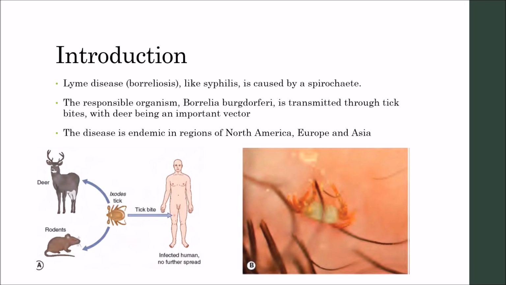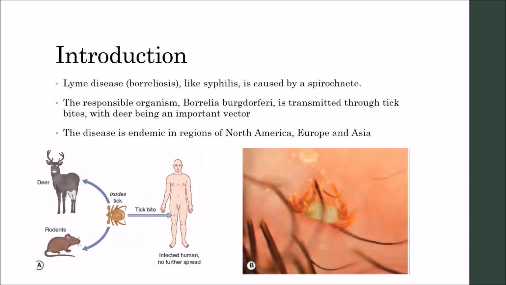An adult tick can be distinguished from a head louse by the tick having 8 legs. It is an arachnid, and the louse has 6, though a larval tick can have only 6 legs. The disease is endemic in regions of North America, Europe, and Asia, but can be difficult to diagnose.